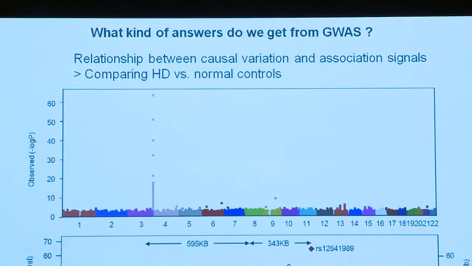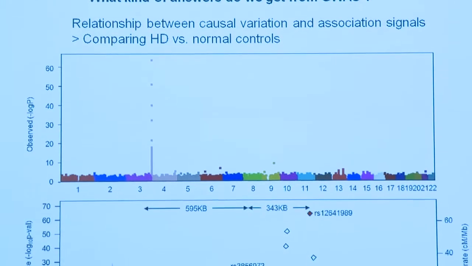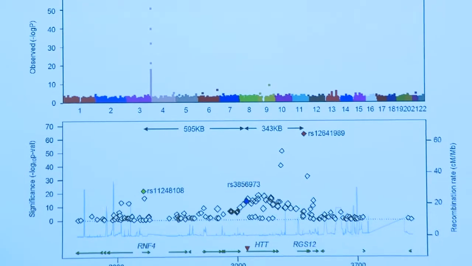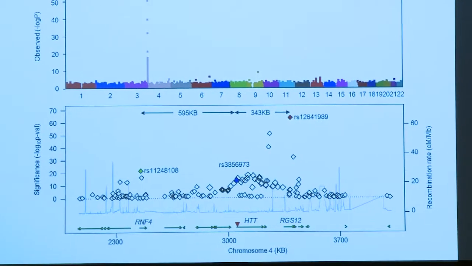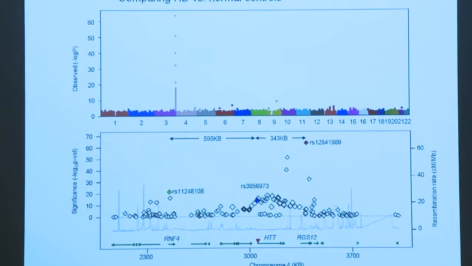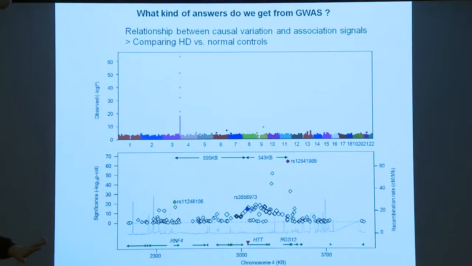So if we do SNP association, where we run 1 million SNPs across the genome on one of these arrays, measure the alleles, and say, do Huntington's disease individuals have an association with any SNPs? Are there any alleles that are present more frequently in HD than in normals, a standard case control approach?